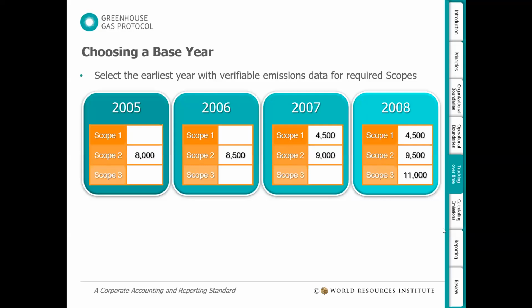Jesse, to answer your question, yes, the company could not select 2005 and 2006 in this case because it's missing Scope 1 emissions. Scope 1 and 2 emissions are required in inventories under the corporate standard, meaning that 2005 and 2006 could not be selected.